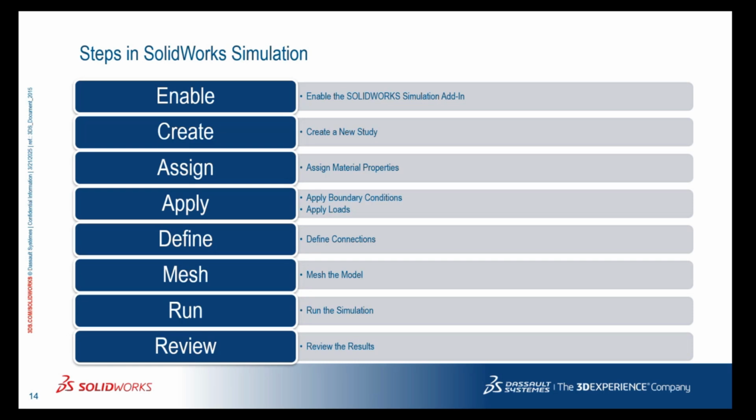So, coming to the steps in SolidWorks Simulation. The first step is to enable the SolidWorks Simulation add-in. Then we are going to create the new study, depending on the type of analysis you want to perform. The third step is to assign the material properties. And the fourth step is to apply the boundary conditions and to apply the loads. And then we define the connections between the parts. And then we are going to mesh the model, and then run the analysis, and then we get the results and we review the results. This is the typical workflow which we are going to see next in coming session.